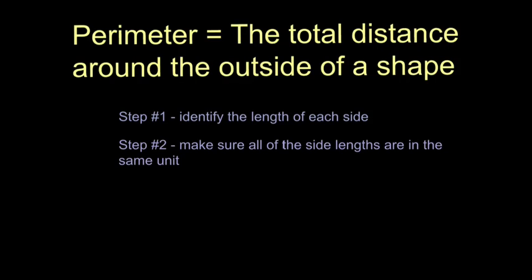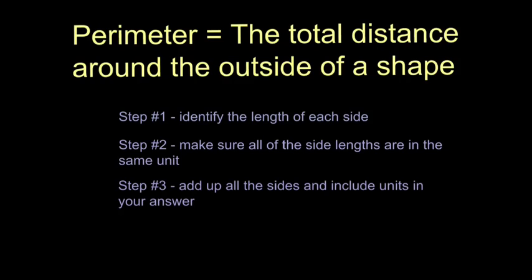Once you've identified all your side lengths, you need to make sure they're all in the same unit, so that they're all in millimeters or meters or whatever. If they're in different units and you add them together, you'll get the wrong answer. Finally, all you need to do is add up all the sides, and when you write your answer, make sure you write the units that you used.